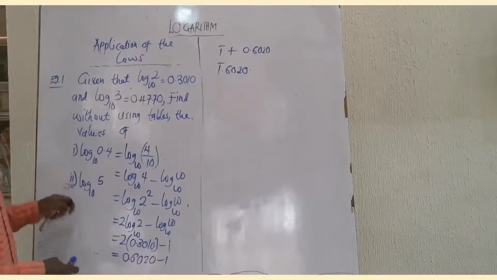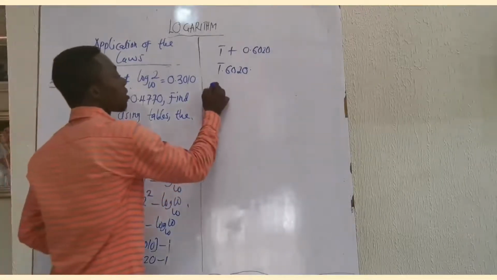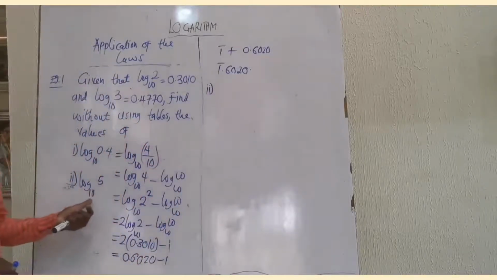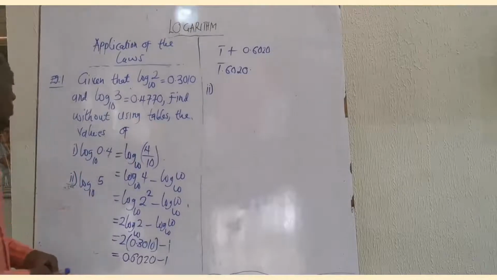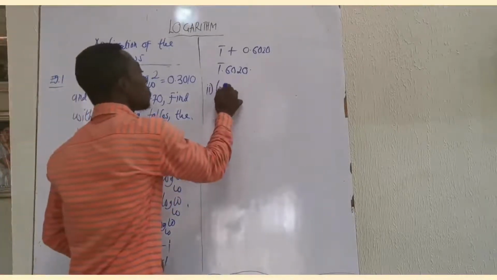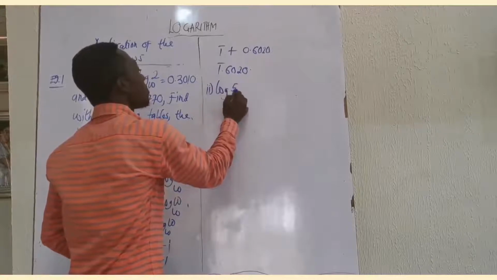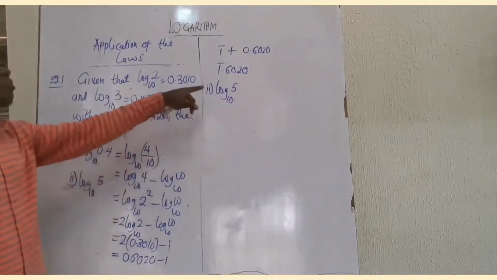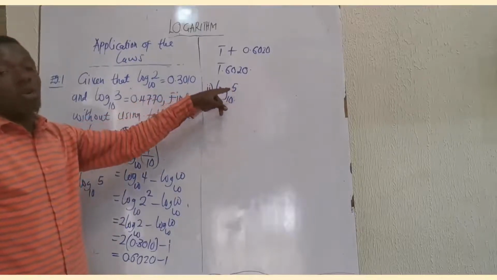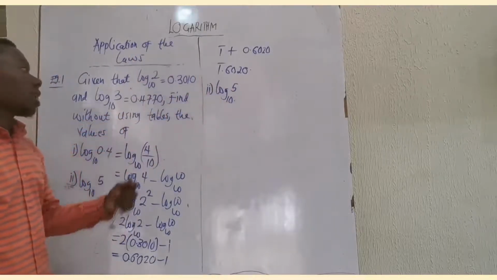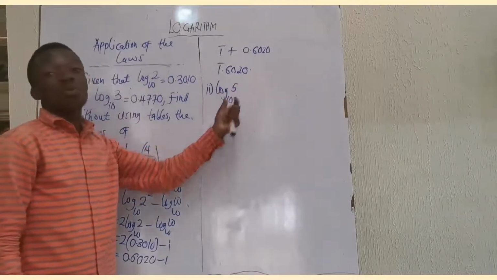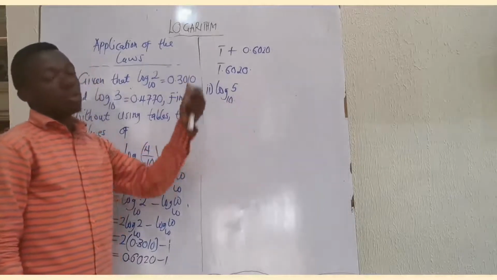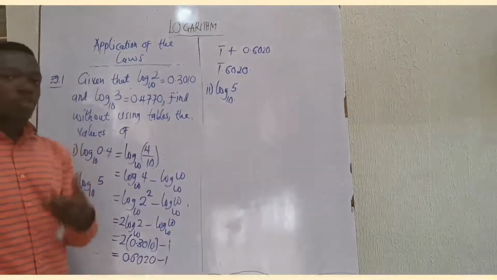So let's move on to the second part of this. We are given log 5 to the base of 10. So let me write here: log of 5 to the base of 10. The idea is that you want to break the 5 down, or you want to have two values which, when divided, you're going to get 5.